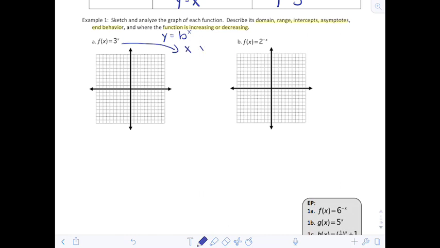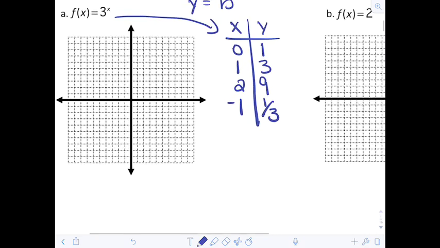So we're going to make a chart, and we're going to plug in some values for x. Let's do 0, 1, 2, and we'll throw in a negative. So as we plug those in for x, 3 to the 0 is 1, 3 to the first is 3, 3 squared is 9, and 3 to the negative 1, if you remember, is going to be 1/3. It won't make the function negative, but it puts that power down into the denominator.